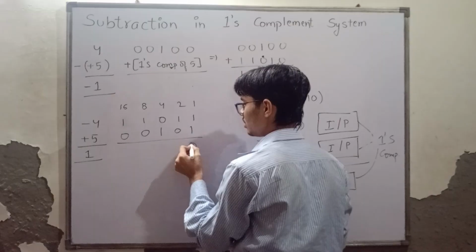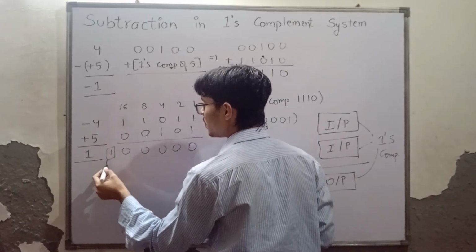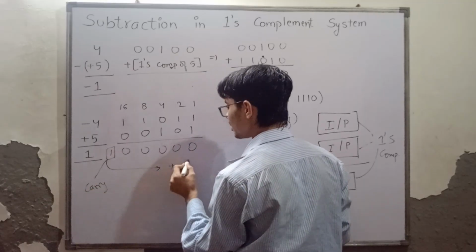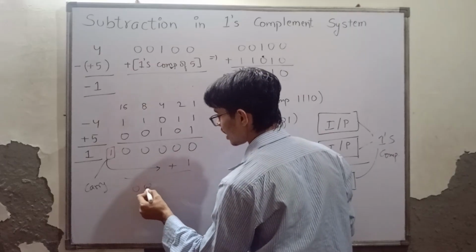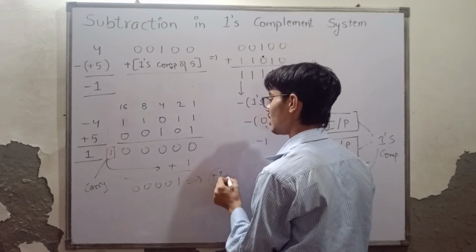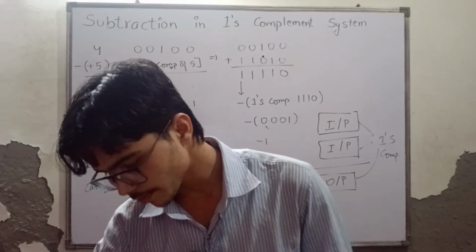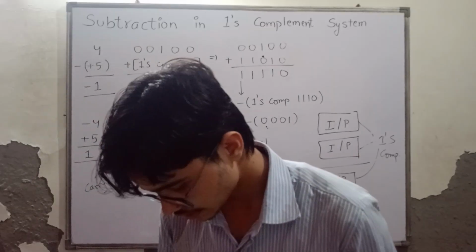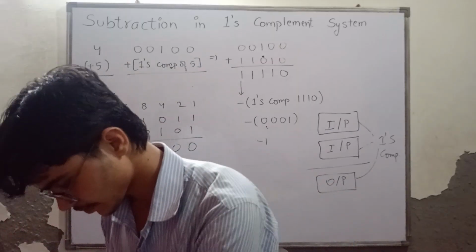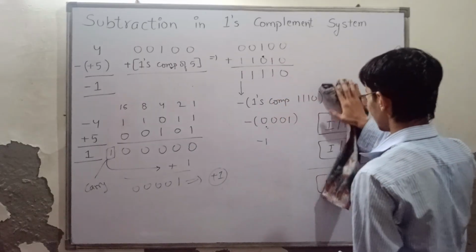Now add 0, 0, 0, 0, 0, 1. Carry is generated. We basically add the carry. This is our carry. We just simply add the carry, and we get our answer, which is 1. You can see our answer is positive 1, and this is our correct answer. Okay. Now solve another question on this. Now solve the next question here.